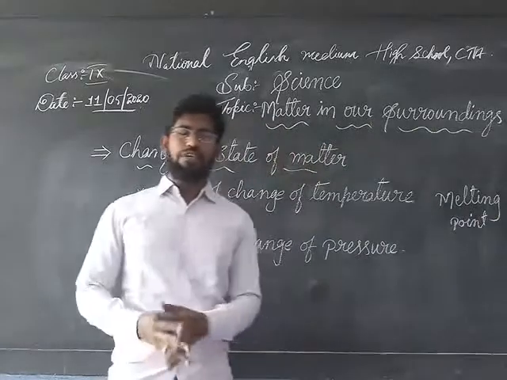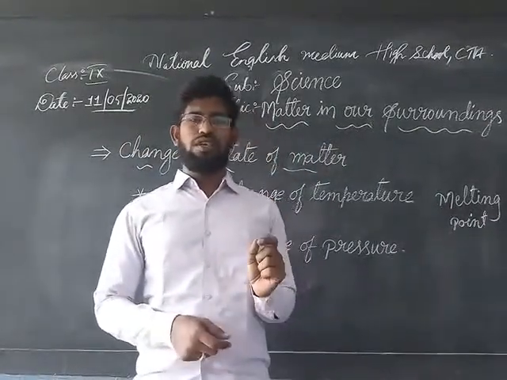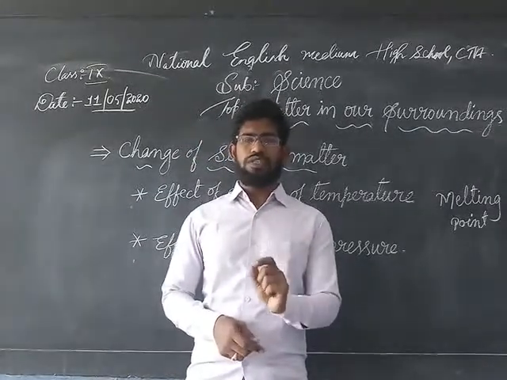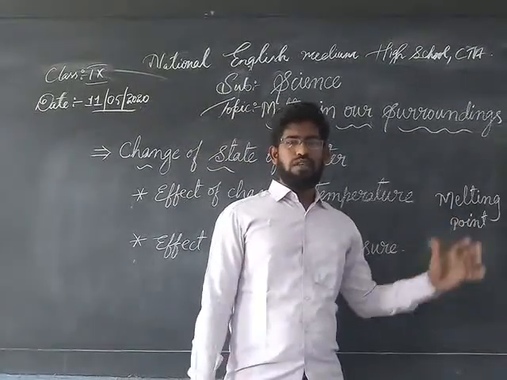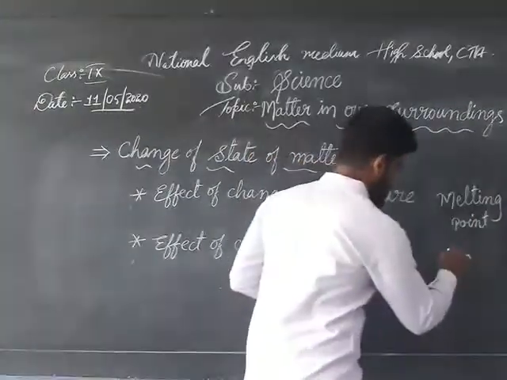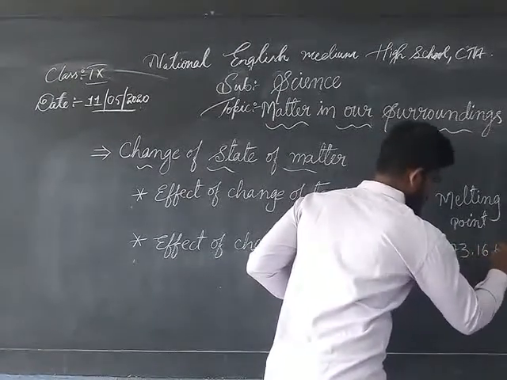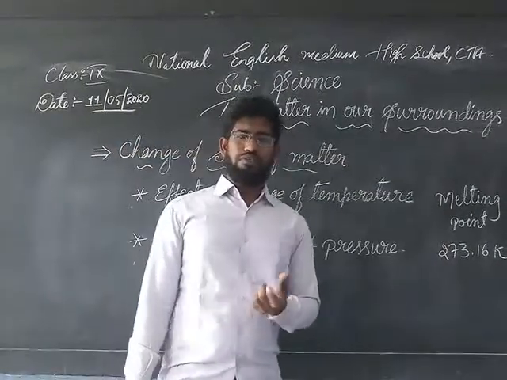Once again, I will repeat. The temperature at which the solid melts and is converted into liquid at atmospheric pressure is known as melting point. The melting point of ice is 273.16 Kelvin. The Kelvin is nothing but the SI unit of temperature.